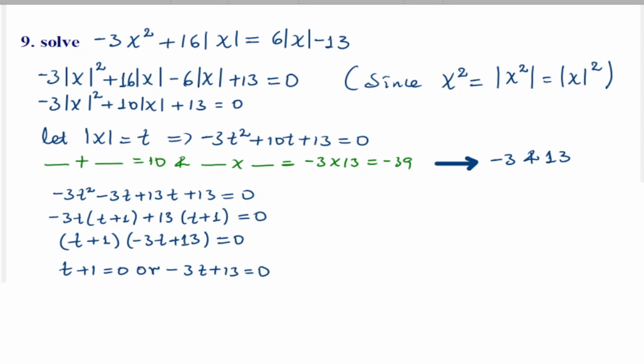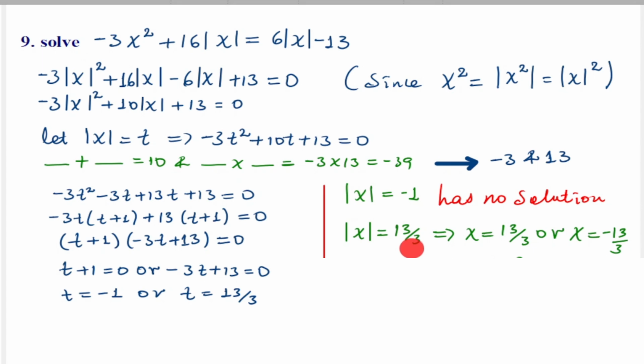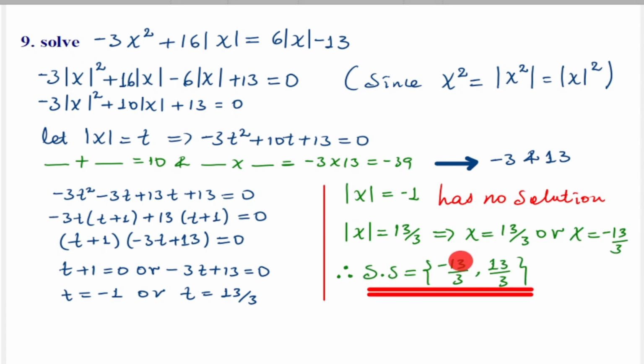When we solve for t, when we bring 1 to the right, we get minus 1. When we bring 13 to the right and divide by minus 3, we get negative 13 over negative 3, which is equal to 13 over 3. Since t is absolute value of x, absolute value of x is equal to minus 1 has no solution because the output of absolute value can't be negative. Absolute value of x is equal to 13 over 3 implies x is equal to 13 over 3 or x is equal to minus 13 over 3. So the solution set is minus 13 over 3 and 13 over 3.